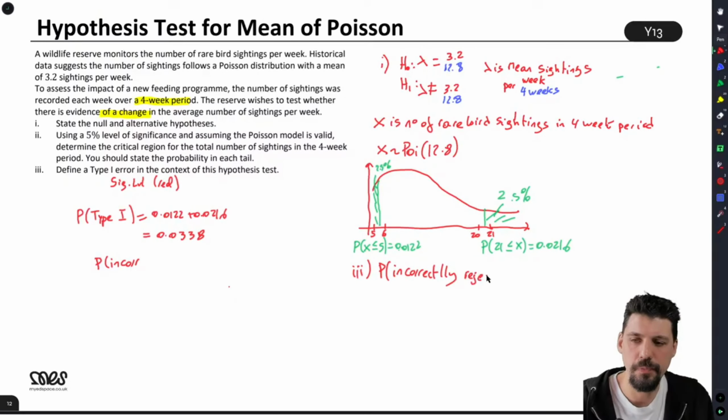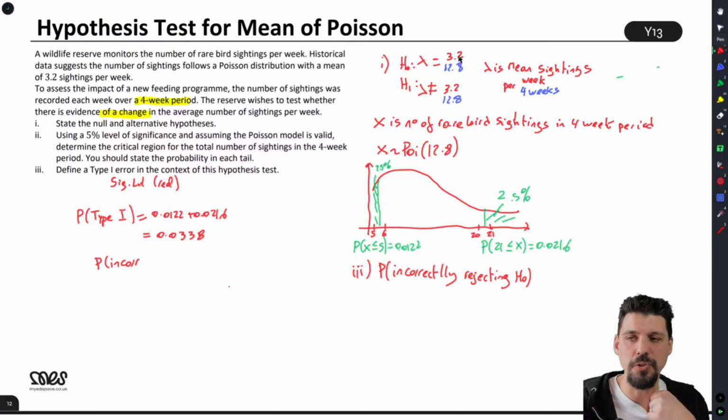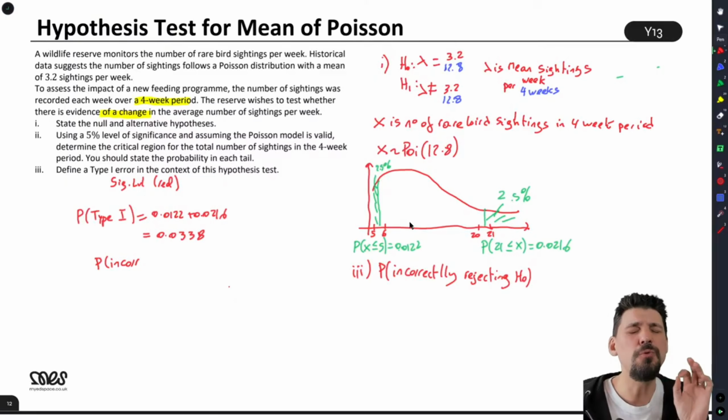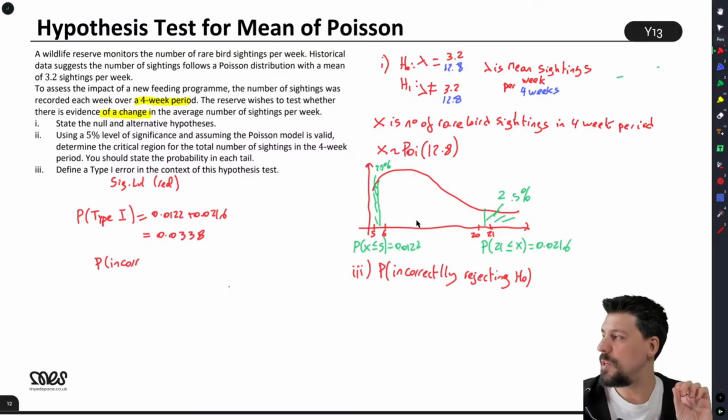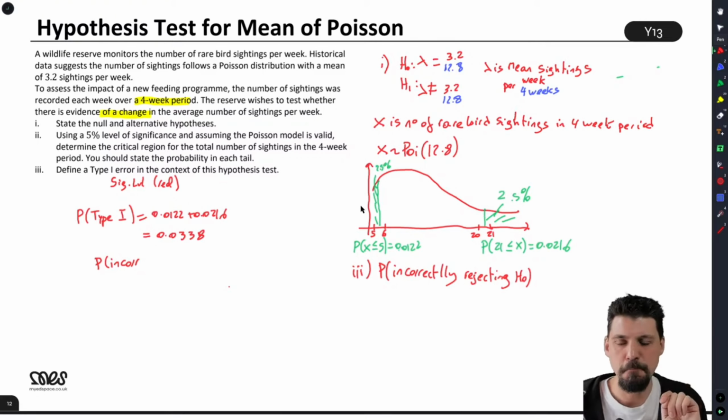rejecting H0. Now let's have a talk about that for just a second. Because remember, what a hypothesis test is doing is we're going to say, look, let's assume that everything is kosher, right? Lambda is 3.2 or 12.8. Then we measure something. If something really unlikely happened, then my assumption is probably wobbly. Now, what do we define as something really unlikely? Well, in this case, either in the top 2.5% or in the bottom 2.5%.